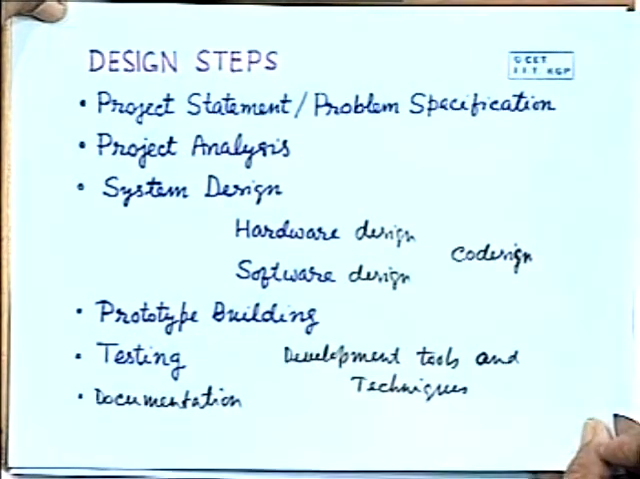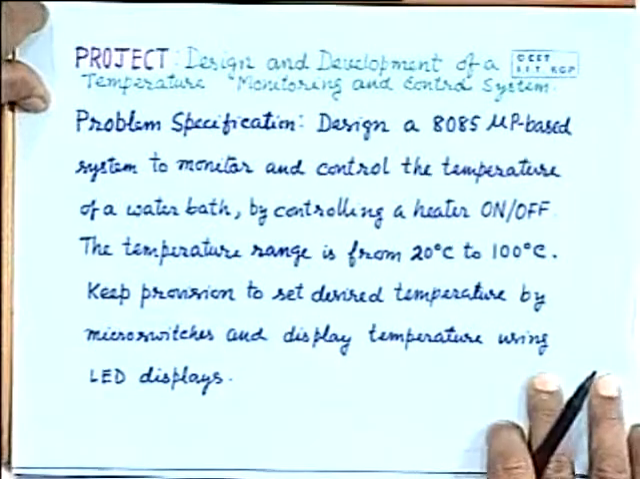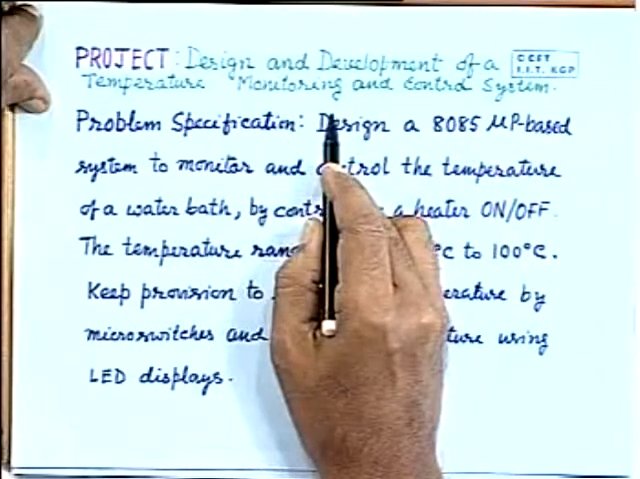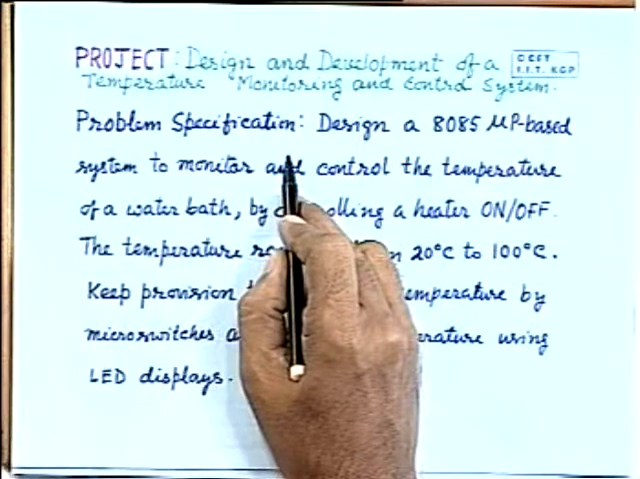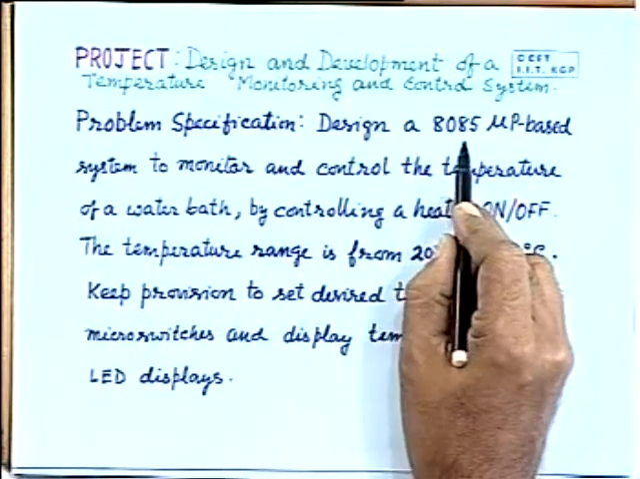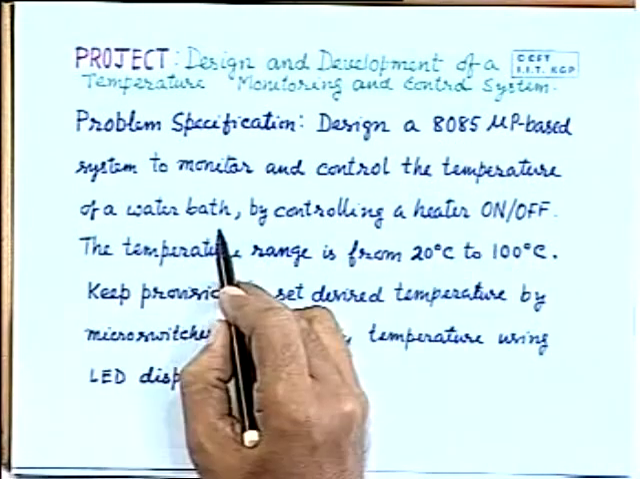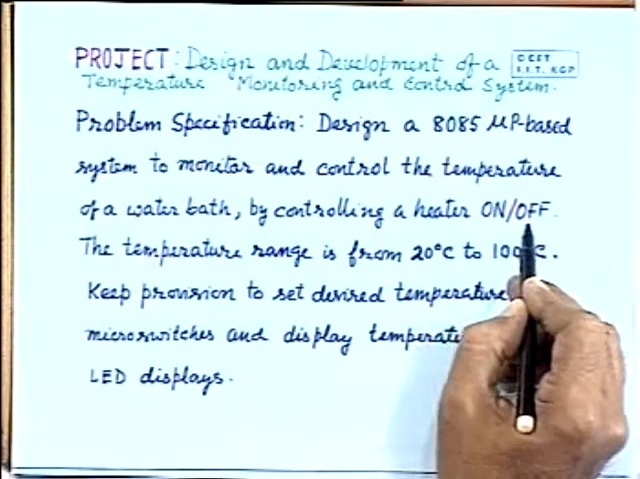So, let us start with a simple example which is representative of an embedded system. It is simple but quite useful. The project statement is design and development of a temperature monitoring and control system, and the problem specification is: design an 8085 microprocessor based system to monitor and control the temperature of a water bath by controlling a heater on off. So you will use a heater to control the temperature.